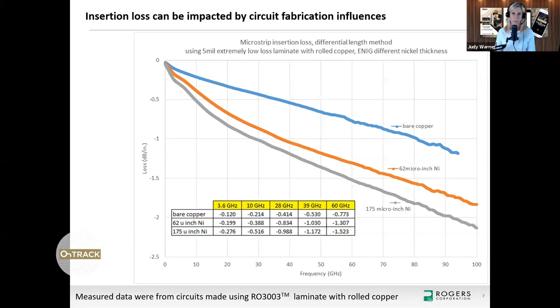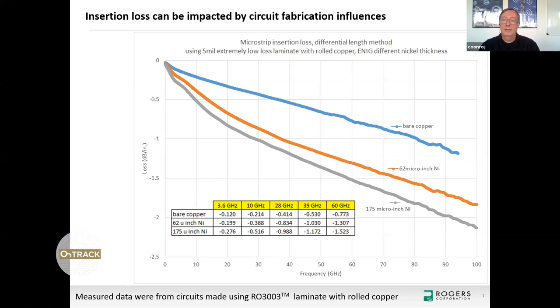So what advice would you give, John, to design engineers? I mean, if you're saying that the nickel can vary even within the same lot of boards, how do they account or model for that to make sure they still remain in the range they need for performance?